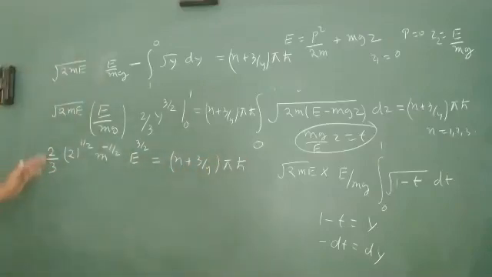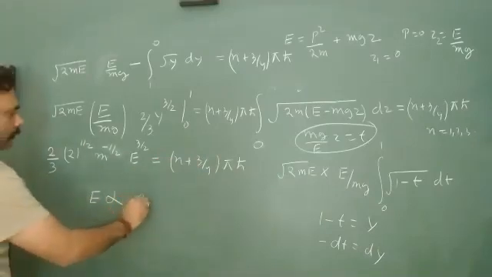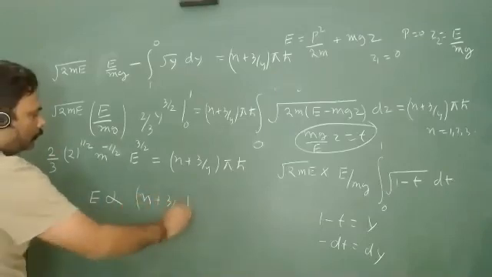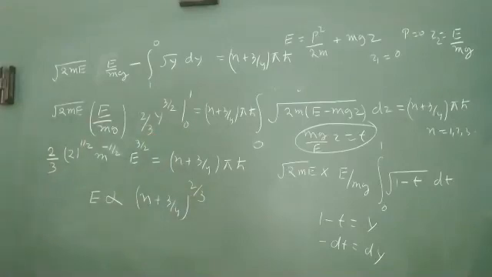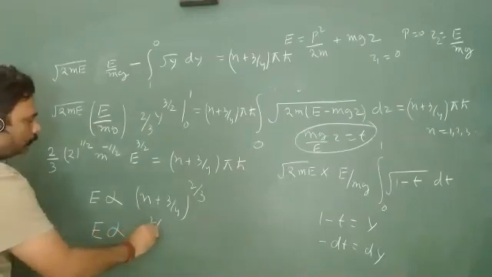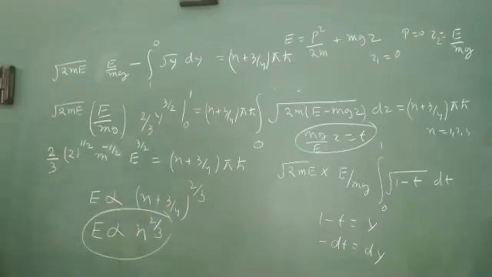And now you can put all this thing here. At least you can find, I am just writing in terms of proportionality, E is proportional to something into n plus 3 by 4 to the power 2 by 3. Or in a very rough way, somebody can also write E is proportional to n to the power 2 by 3. This is constant. So at least in the proportionality term, you can put this value.